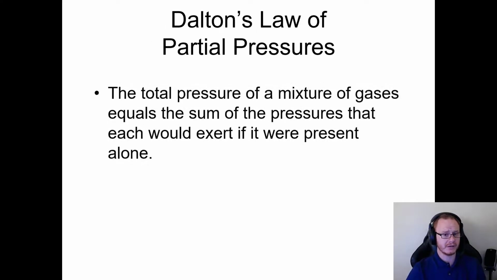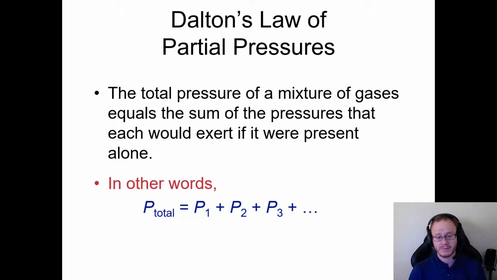We're going to be taking a look at Dalton's law of partial pressure. This states that the total pressure of a mixture of gases equals the sum of the pressures that each would exert if they are present alone. So in other words, the total pressure of anything, be it a container, an entire room, is simply the sum of each individual gas. That's it. It's an addition problem. Pressure total equals the pressure of gas 1 plus the pressure of gas 2, and so forth. There's nothing else to it.